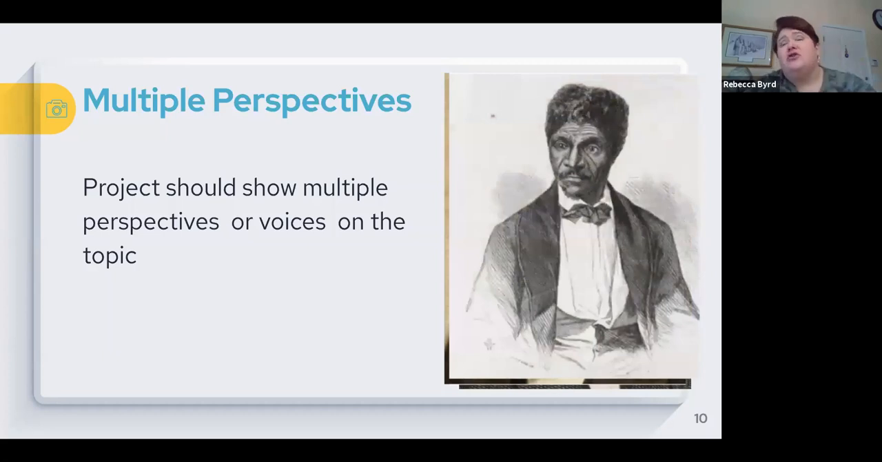This third gentleman you see here is Dred Scott. Dred Scott was an enslaved person whose owner took him into a free territory and then returned with him to the state of Missouri, which was a slave state. And so Dred Scott sued for his freedom on the basis that he had been taken to a free territory and that should make him free. So here's another perspective on slavery in the territories.